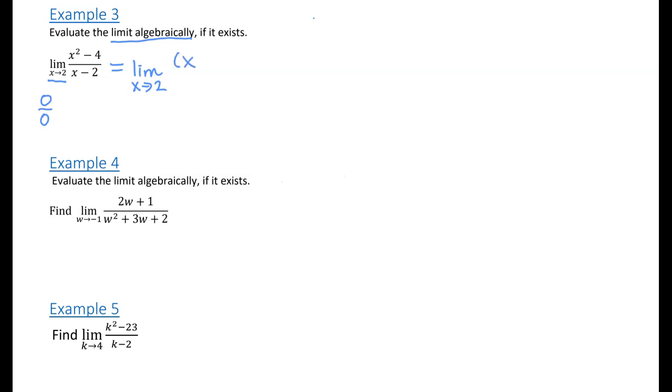Here, for a quadratic, we can go straight to factoring. x squared minus 4 is the same as x plus 2 times x minus 2. And that's all divided by x minus 2, so I can cancel. And I get the limit as x approaches 2 of x plus 2. And notice that the x minus 2 that canceled was the exact thing that was giving me the 0. That was the exact thing causing the problem.